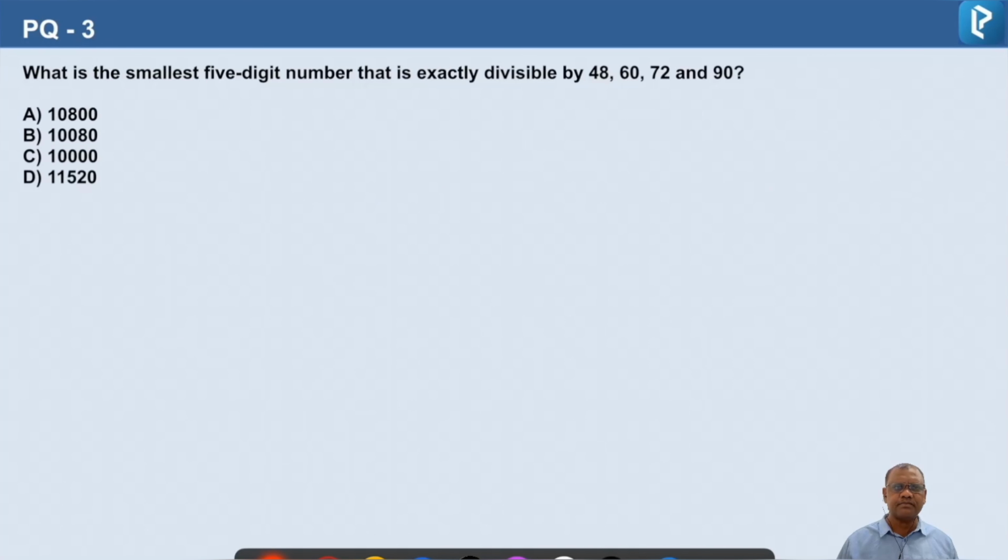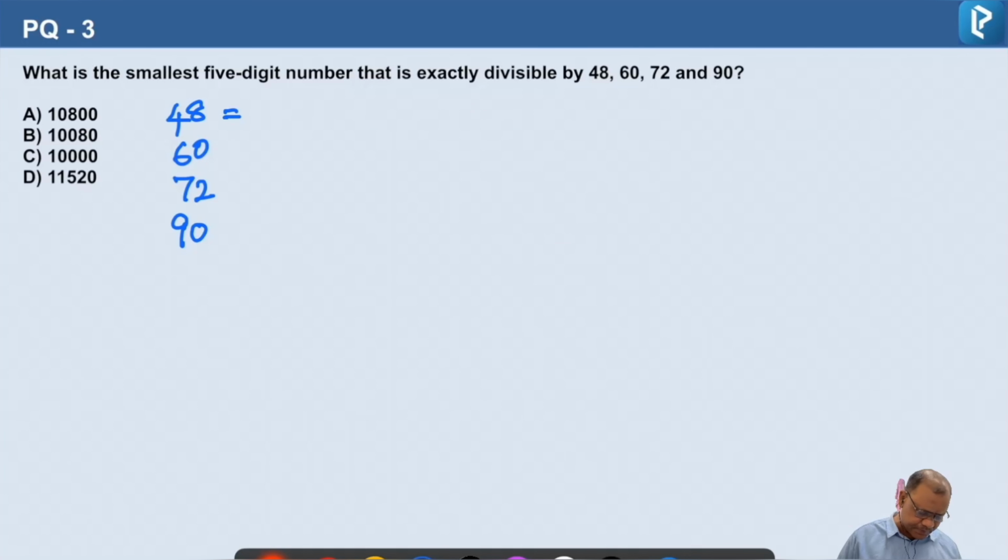Question number 3. What is the smallest 5-digit number that is exactly divisible by 48, 60, 72 and 90? So first of all, we have to find out the LCM of these numbers: 48, 60, 72 and 90. So we'll start writing from the beginning.